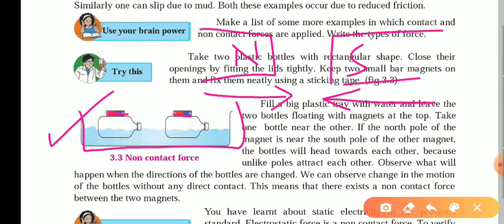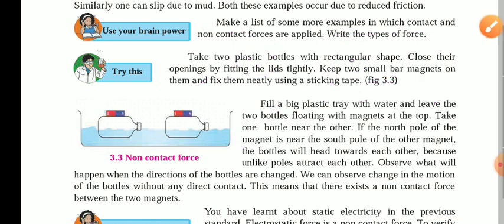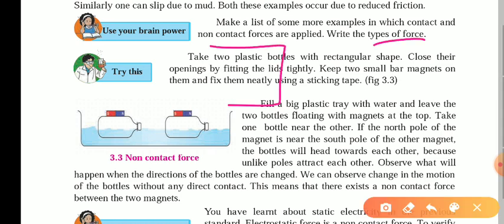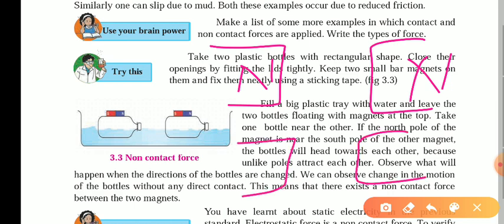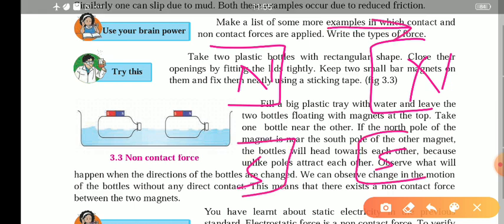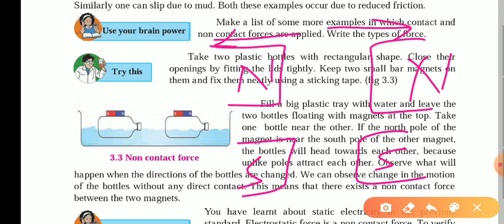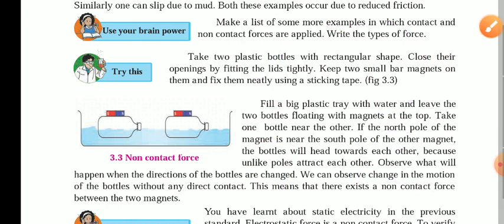If it is not that situation, and we have two similar poles, north and north or south and south, then what will happen? They will repel each other. Here they are not in contact, but still they will repel or attract according to the position of the magnet's poles. So this is also one demonstration of non-contact forces.